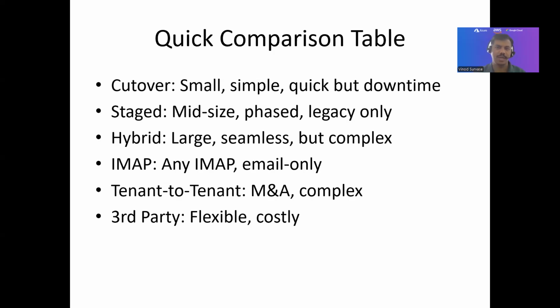And here's a quick comparison of all the different strategies and tools. Cutover is for small, simple, and quick migrations, but with a bit of downtime. Staged is for mid-sized, phased migrations, along with the legacy-only approach. Hybrid is for large, seamless, and complex scenarios. Then IMAP is for any IMAP solution for email-only clients, and it does not support any other workloads. Tenant to tenant is for M&A and complex environments.